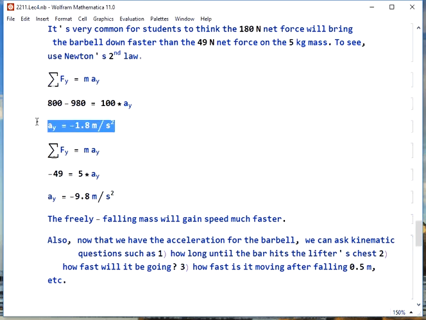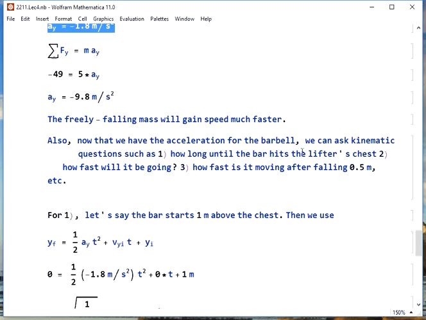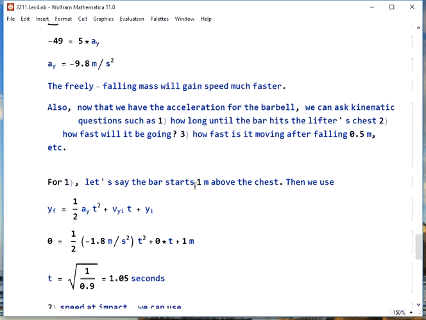But once we have this number for the barbell's acceleration, we can ask all the kinematic questions you would have seen in Chapter 2. For example, how long will it take for the bar to hit the lifter's chest? How fast will it be going? How fast is it moving after falling 0.5 meters, for example?